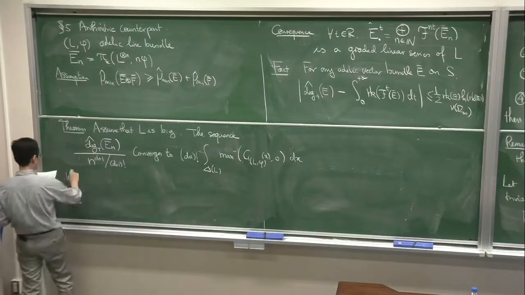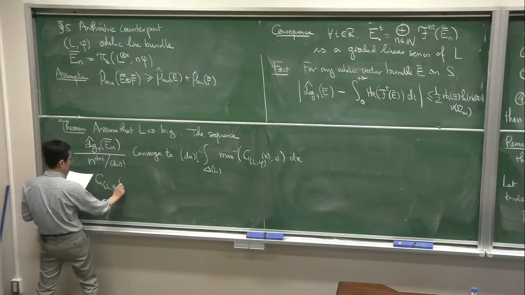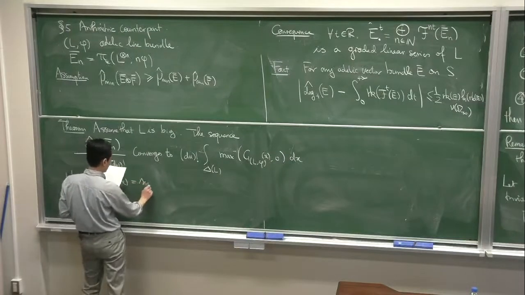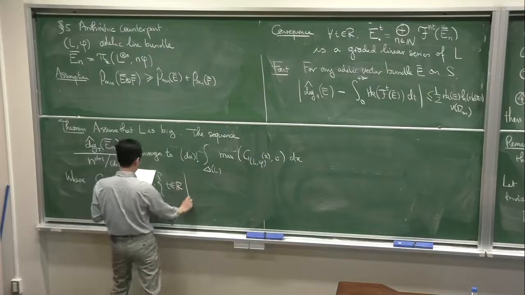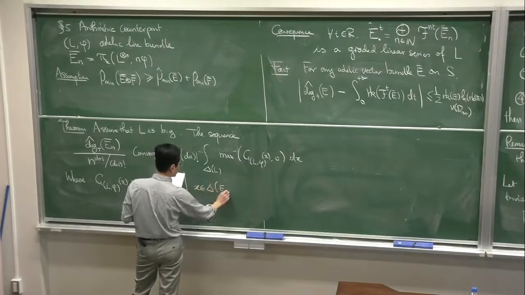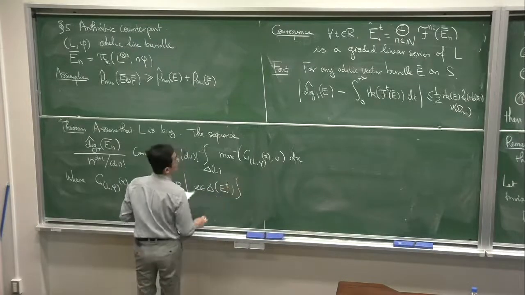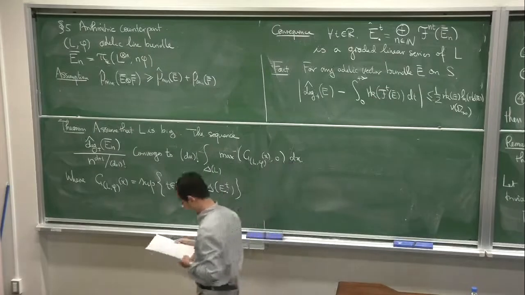where g of L phi x is just a supremum over any t in R such that x belongs to delta of E point t. So E point t is given above.